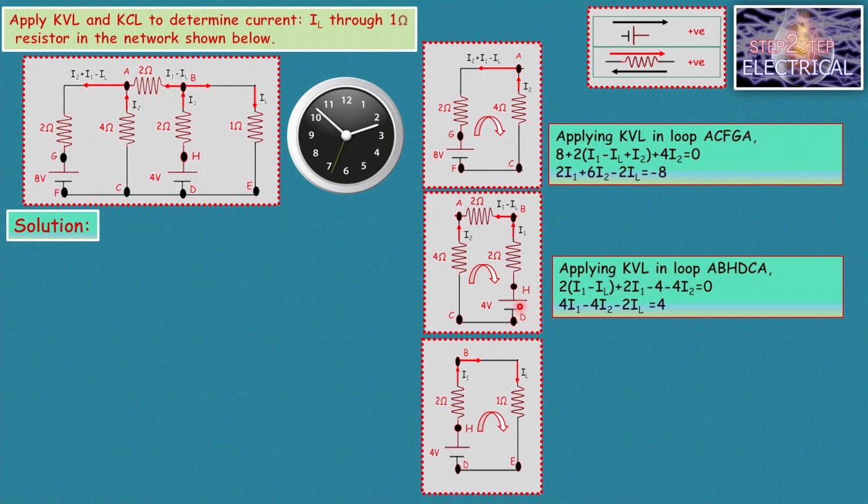And now this 4 volt is negative. Why? Because we are moving from the positive terminal to the negative terminal, that's why it is negative. Here the direction of current I2 is clockwise and the direction of movement is also clockwise. That's why it is minus 4 into I2. On simplifying we get 4I1 minus 4I2 minus 2IL is equal to 4.